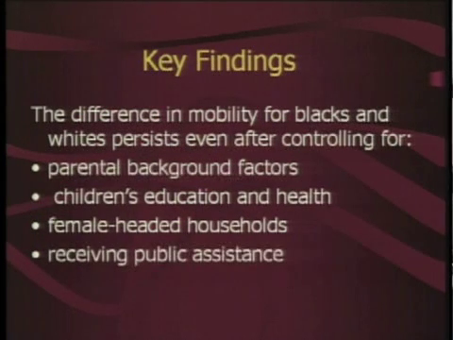Also, very importantly, what researchers do is they say, okay, we can't just look at income, we have to look at other factors. So it might not just be structural inequality, it might be something else. So let's take a look at whether or not, for example, it has to do with characteristics of the parents, background factors such as the parents' education, the parents' occupation. They also factored out the children's education and the children's health.